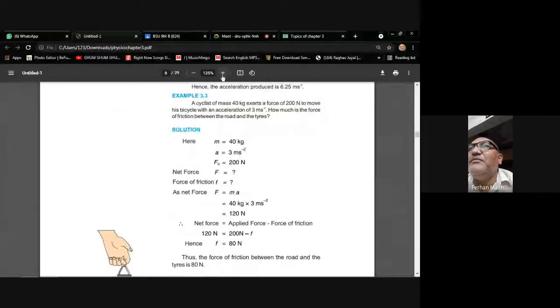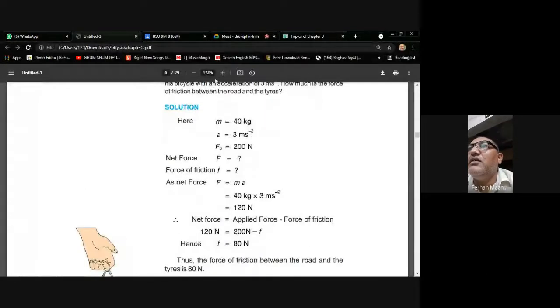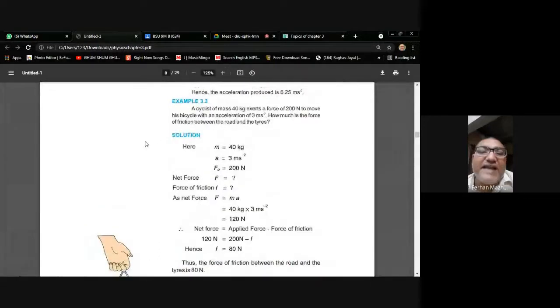This is example 3.3. A cyclist of mass 80 kg exerts a force of 200 Newton to move his bicycle with an acceleration of 3 meter per second square. How much is the force of friction between the road and the tire? Now, the total mass of the cycle is 40 kg. The force applied is 200 Newton. And the acceleration produced is 3 meter per second square.